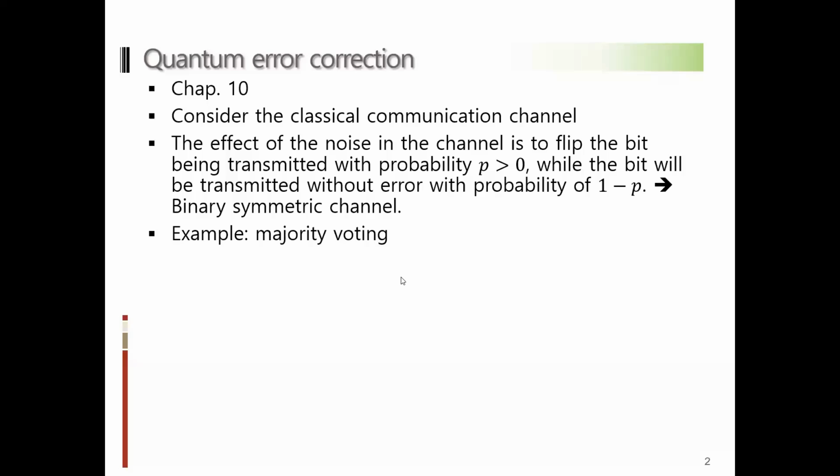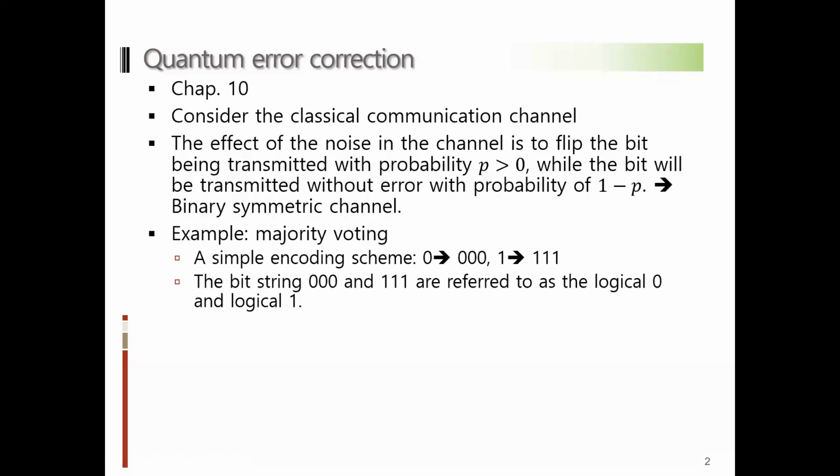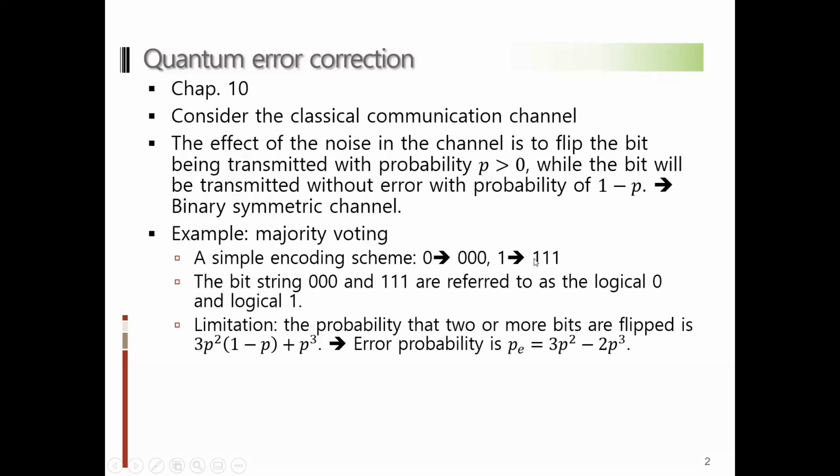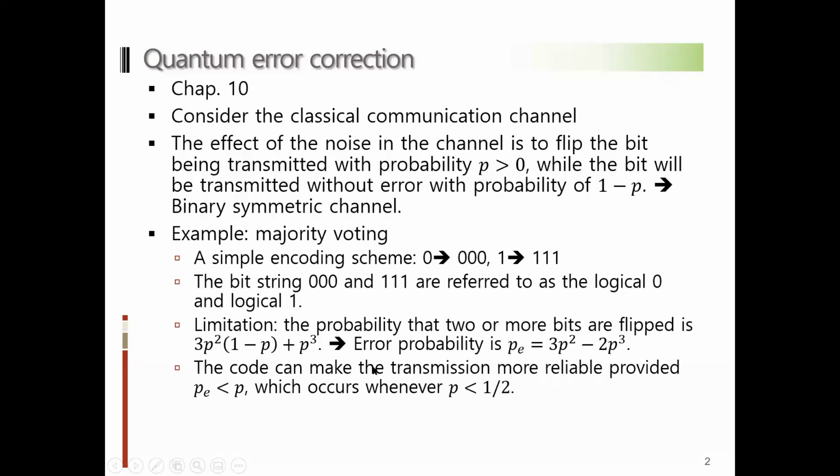So as I mentioned, we are using majority voting, transmitting multiple bits to transmit the information of 0 or 1. And we use multiple bits, which are called logical 0 and logical 1. And as I already calculated, the probability comparison.